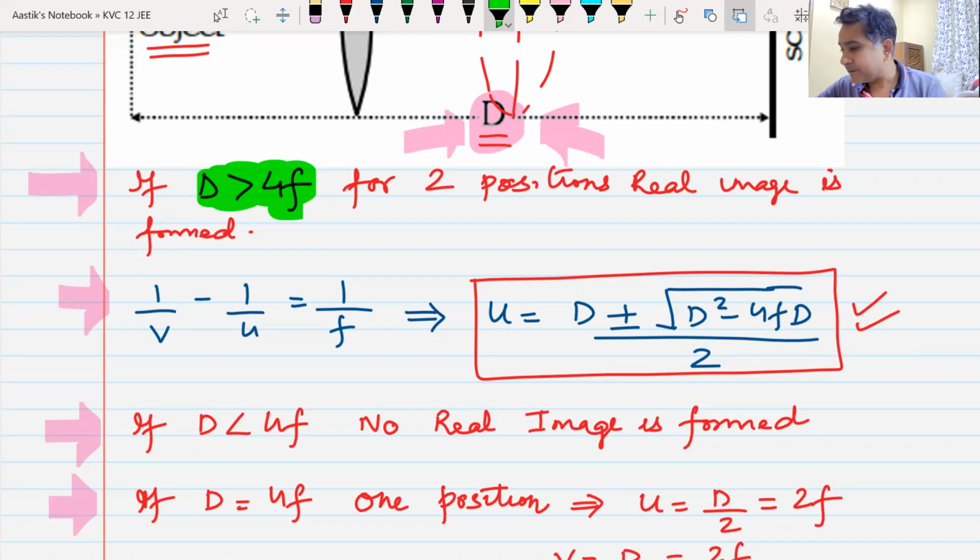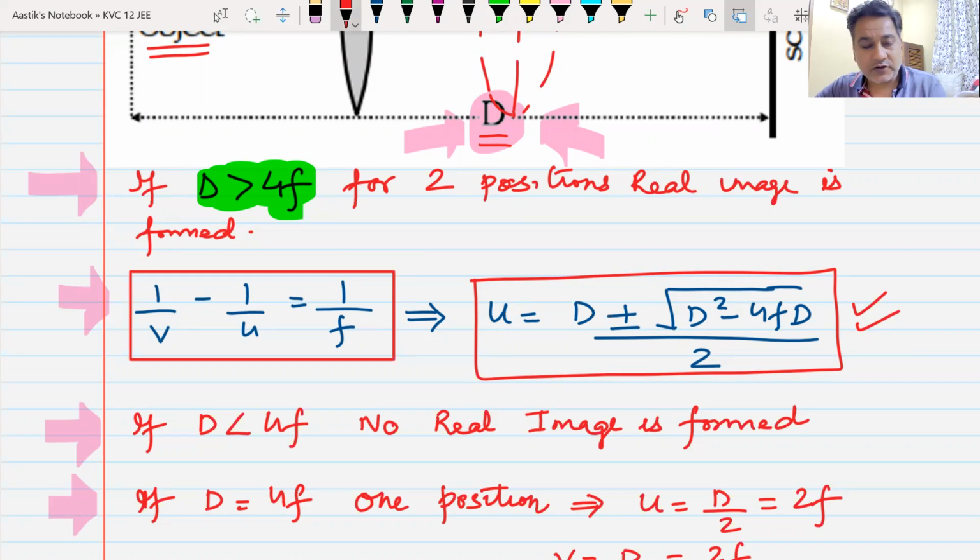How does this d greater than 4f come? If I put the values of v and u in this equation for lens, I will get two possible values of u by solving the quadratic equation. And this quadratic equation only has real roots if d is greater than or equal to 4f. Don't worry, we will do problems on each and every point so that looking at the problems, you can understand how questions will be framed. We'll do maybe 4 or 5 problems on this, because every problem may ask something different, and there are many things that can be asked here.